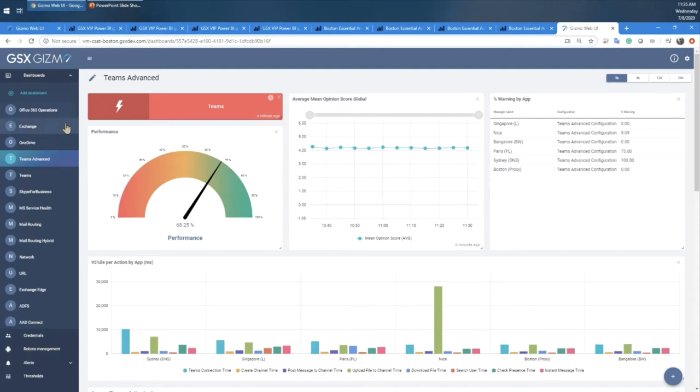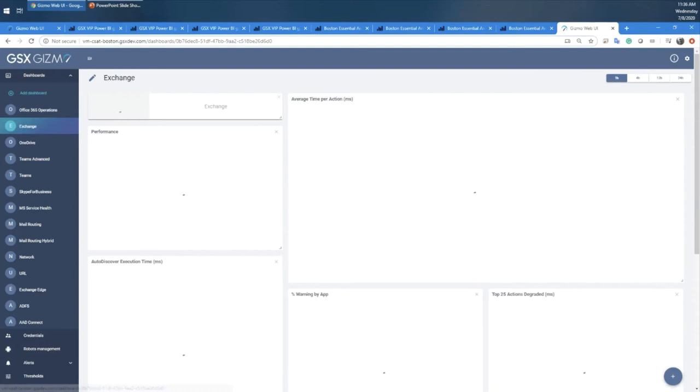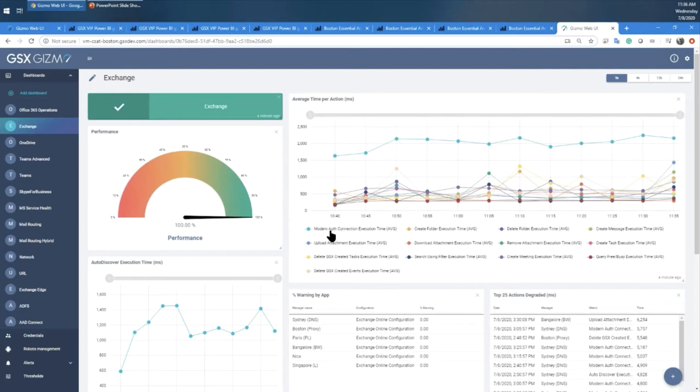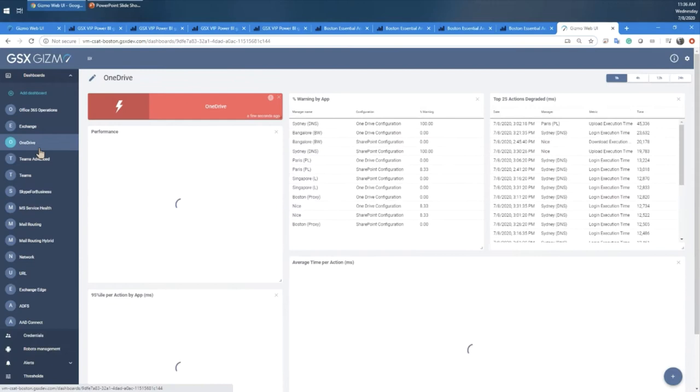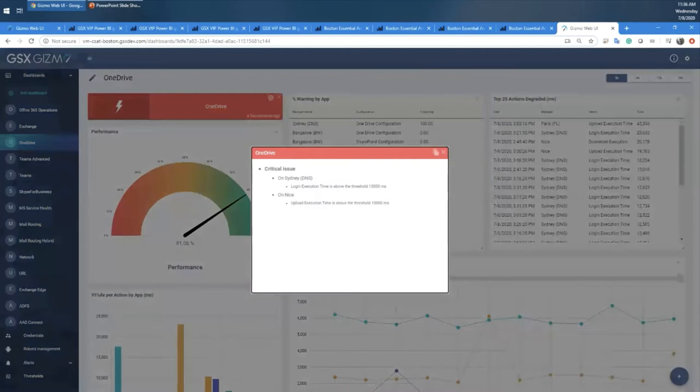Sure thing. I'll show you the Exchange actions. You can see the same information that we explained for leveraging the different actions that you can perform in Office 365 for Exchange. We're checking a modern authentication connection time, uploading an attachment, deleting a task, creating a folder, downloading an attachment. You can also see information for OneDrive, how long it takes to log in, uploading a document, downloading a document. And we can see in Sydney, it's currently taking users more than 10 seconds to log in.